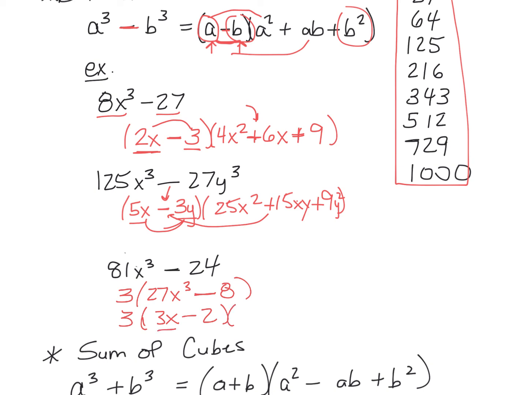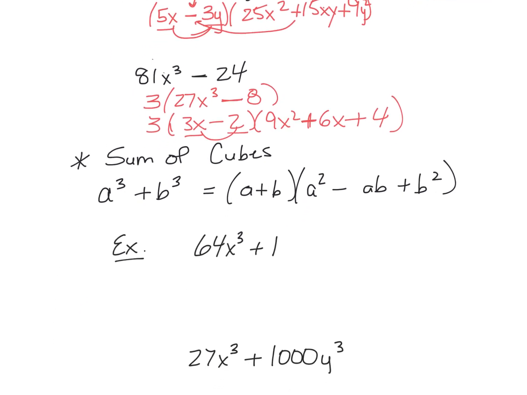And then I square the first term. I multiply the two together, and I square the last term. This is always positive, and the middle sign needs to be opposite of what I started with, which is a minus sign. And that is difference of cubes.